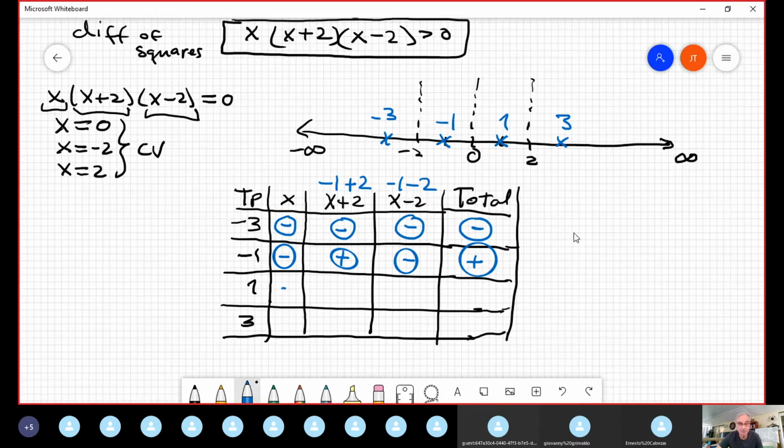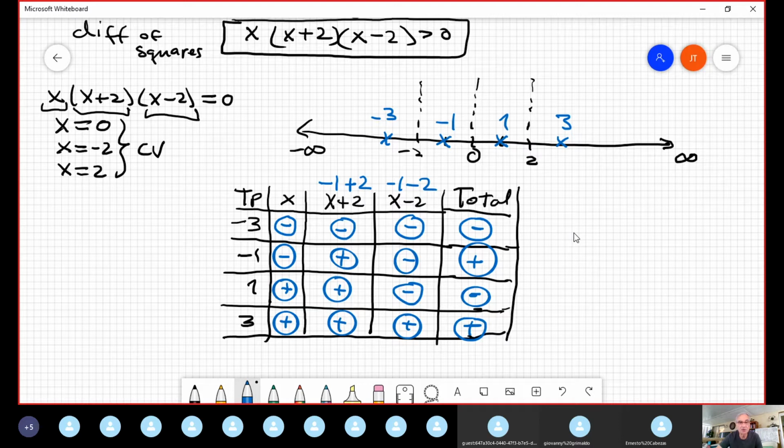1 positive. 1 negative. 1 negative is negative. 3 is positive. 3 plus 2 is 5, positive. 3 minus 2 is 1, positive. 3 positive, of course, is positive.